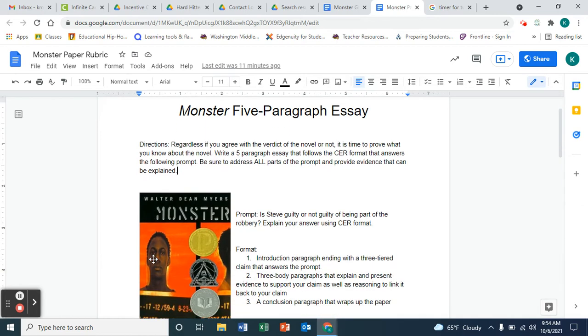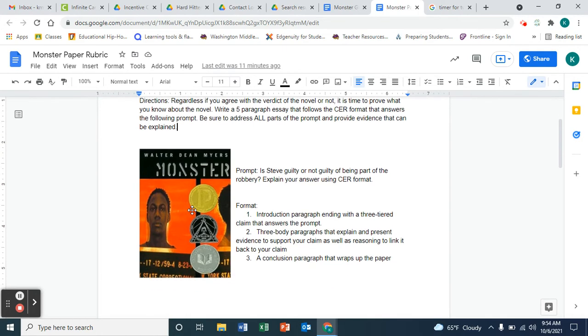So the format is one introduction paragraph ending with a 3-tiered claim that answers the prompt. You're going to have 3 body paragraphs that explain and present evidence to support your claim, as well as reasoning to link it back to your claim, and a conclusion paragraph that wraps up the paper. Notice that nothing has changed from the horror essay to this essay. It's just that there is a different prompt. It is exactly the same format.